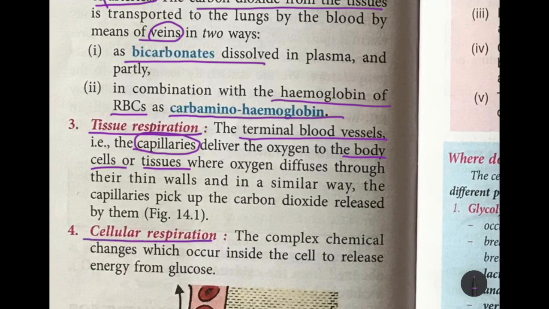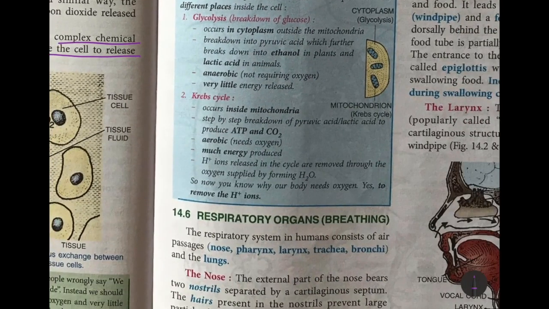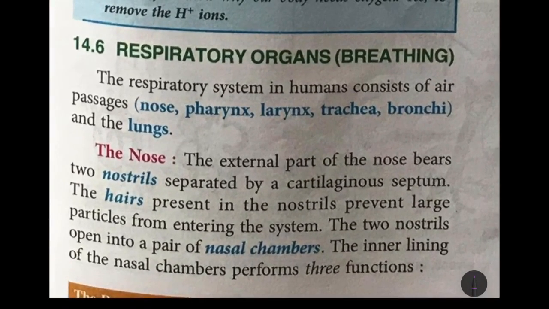And finally you have cellular respiration. Do you know what cellular respiration is? It is the breaking down of glucose by oxygen, releasing energy. So it is the complex chemical change which occurs inside the cell to release energy from glucose. So that is cellular respiration.